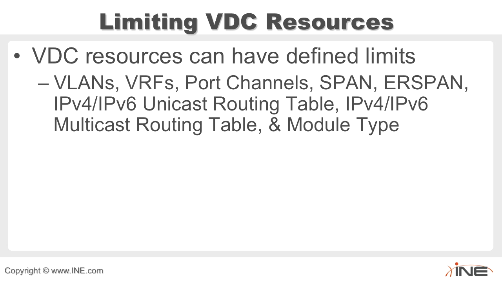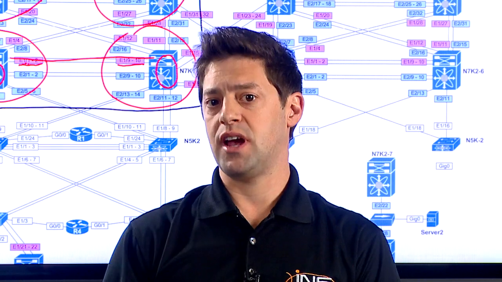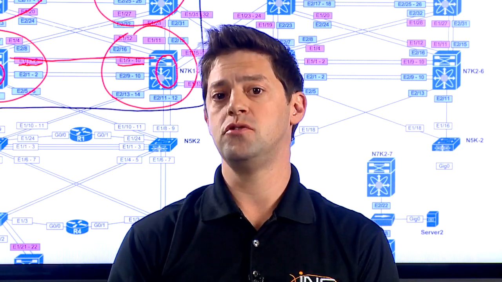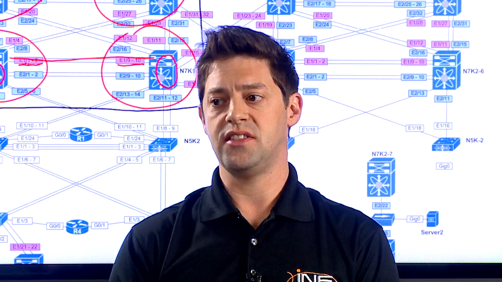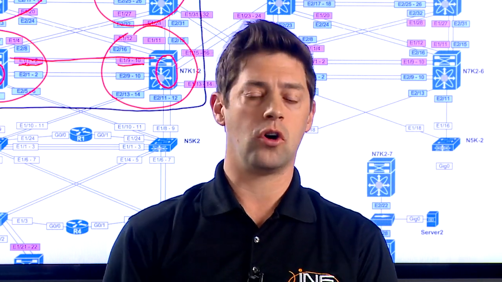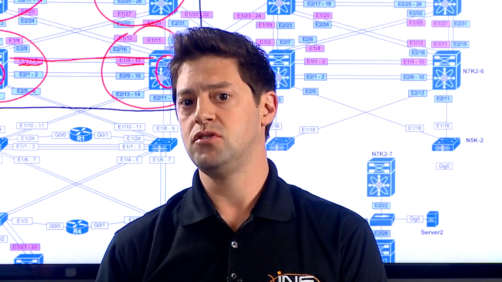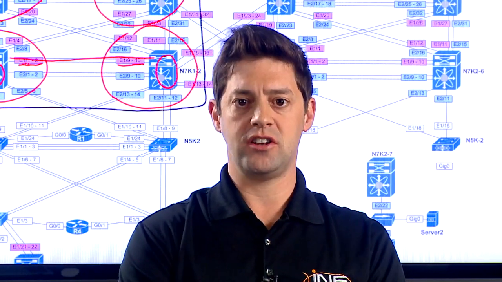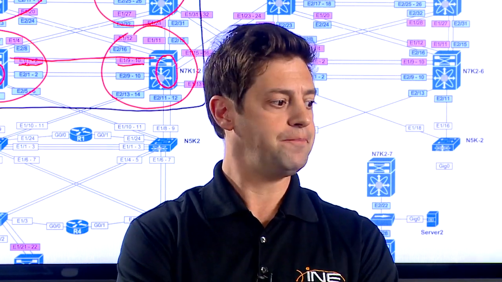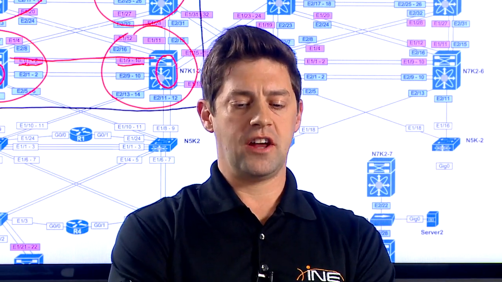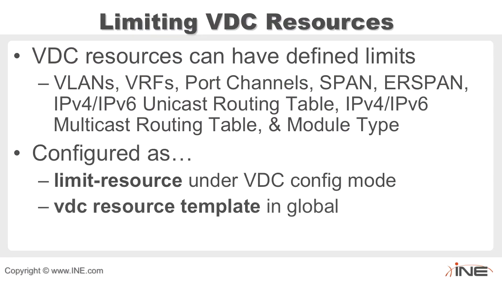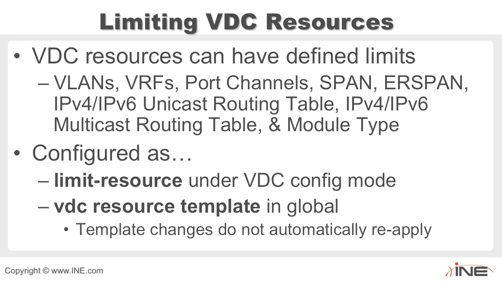As I mentioned, I have to create a VDC all by itself if I want an F2 type, but I can create a VDC that only allows M2 cards or only allows M1 and M2 but no F series. I can be this granular if I have a use case or a need. So these are configured with the limit resource command and VDC resource template in global. So I can actually create a template that applies these, especially if I have maybe 8 VDCs and I want to create the same thing across all of them.